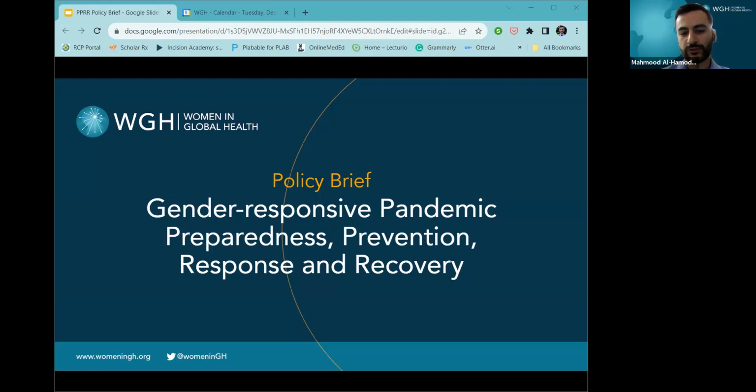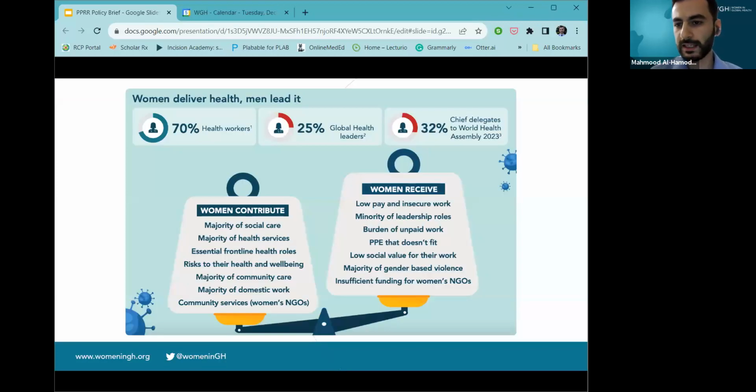In it, we try to capture and reflect on the essential elements needed to advance a gender-responsive health system and health security, and to advance gender equity in pandemic preparedness, prevention, response, and recovery. We launched it about 3 weeks ago, ahead of the 7th meeting of the IMB, and ahead, of course, of the negotiations of the pandemic agreement. Now, setting the ground.